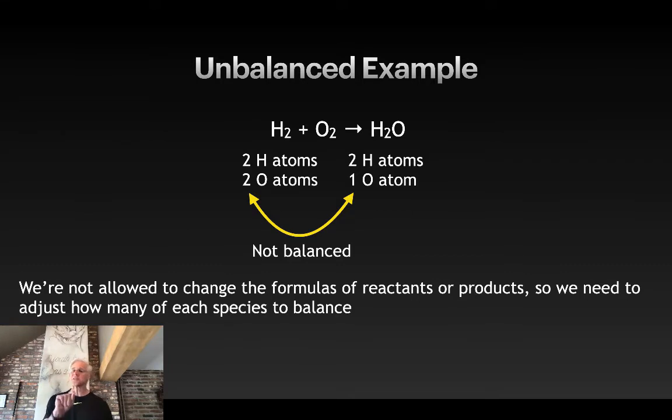So it would be very easy just to add a little 2 there after that oxygen and water to give us H2O2 and say, oh, it's balanced. That's true, it would be balanced, but now rather than making water, the reaction would be making hydrogen peroxide, and that's a different chemical. And so all of a sudden we've changed our reaction, and we're not allowed to do that. So we can't change the formulas of our reactants or our products, but what we need to do is adjust how many of each species we have in order to balance the reaction.